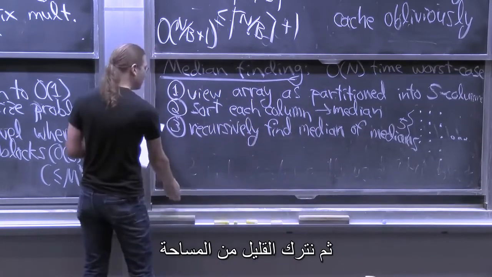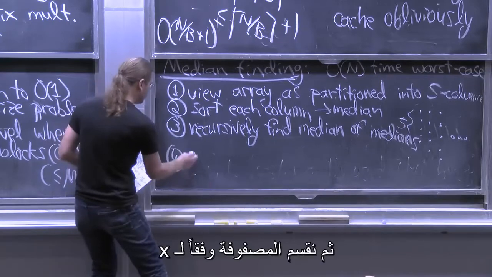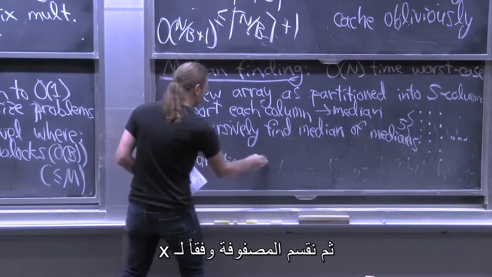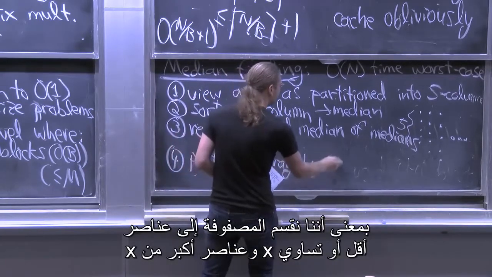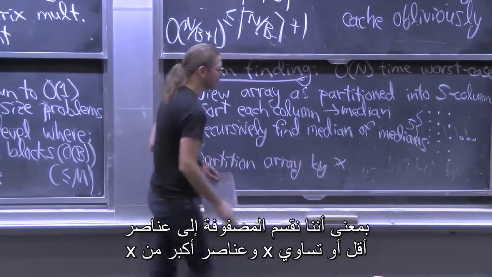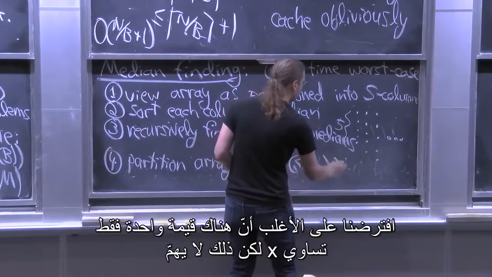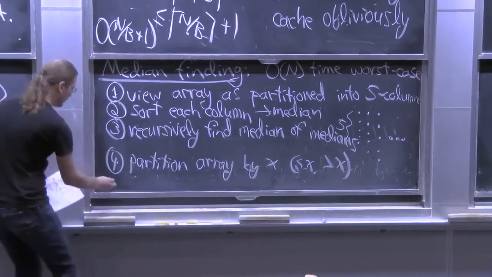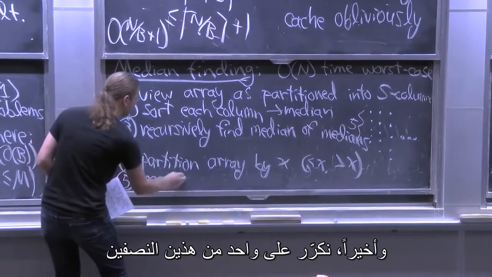Then we leave a little bit of space. Then we partition the array by x, meaning we split the array into items less than or equal to x and things greater than x. We probably assumed there was only one value equal to x, but it doesn't matter. And finally, we recurse on one of those 2 halves.